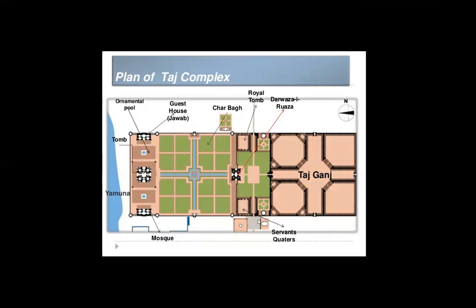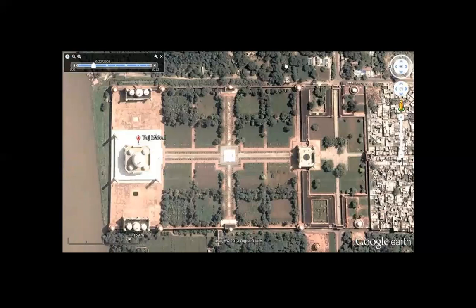So you see, there are a few other buildings here. The mausoleum is here, per se, but there is a mosque here, another tomb here, a guest house, another royal tomb here, servants' quarters. So it's a complex, significant estate. Here it is.